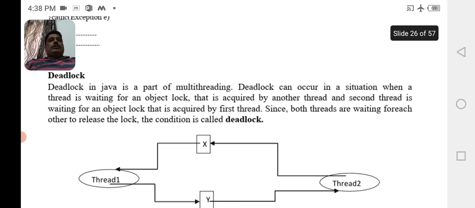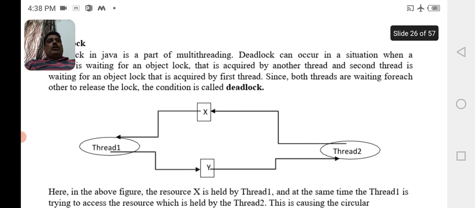Deadlock in Java is a part of multi-threading. Deadlock can occur in a situation when a thread is waiting for an object lock that is acquired by another thread, and the second thread is waiting for an object lock that is acquired by the first thread. Since both threads are waiting for each other to release the lock, the condition is called deadlock.